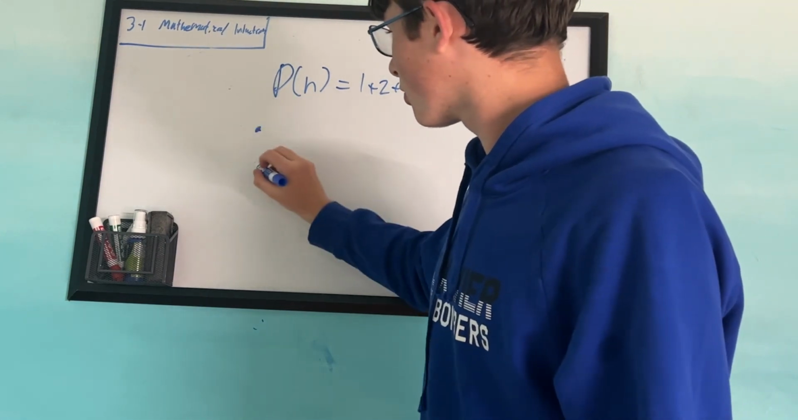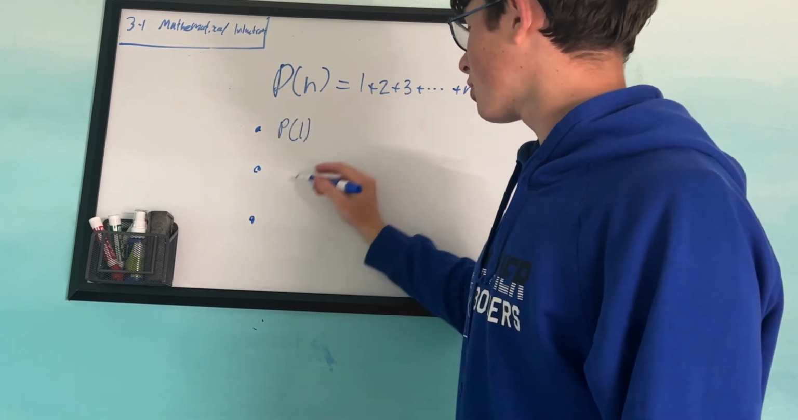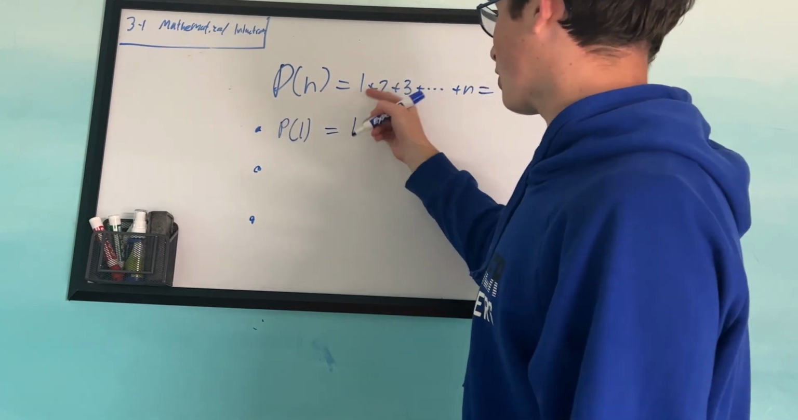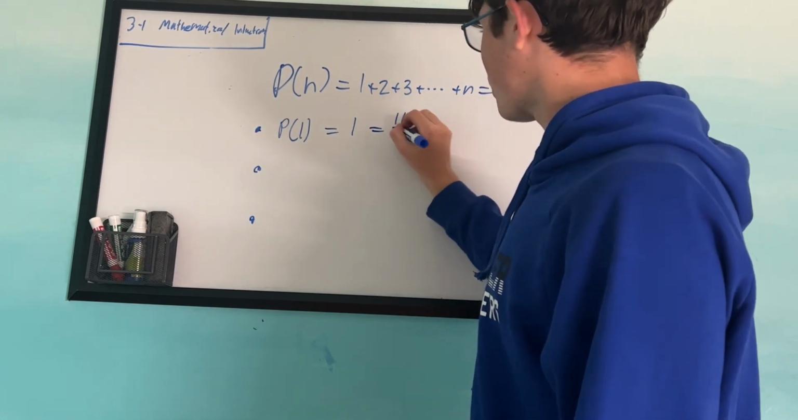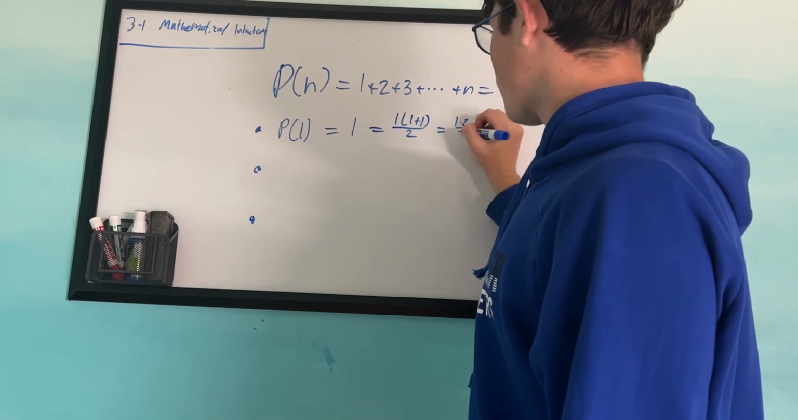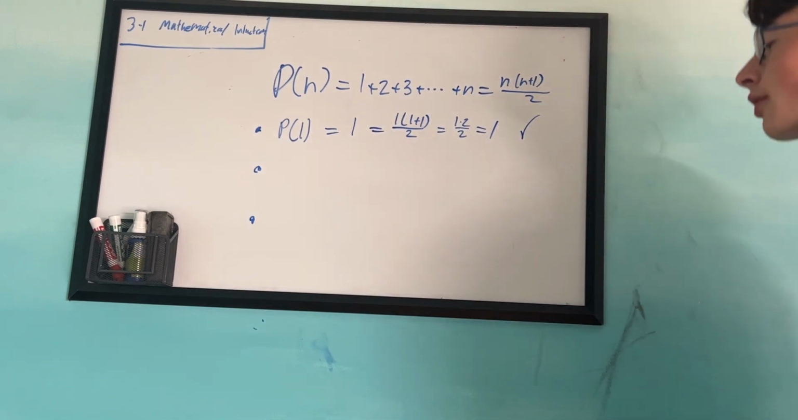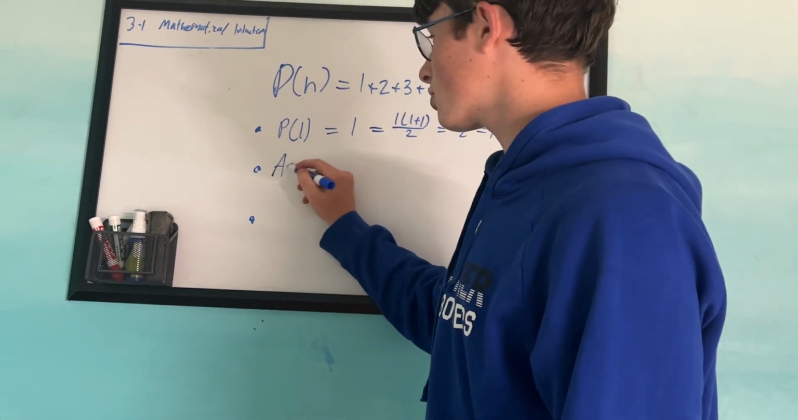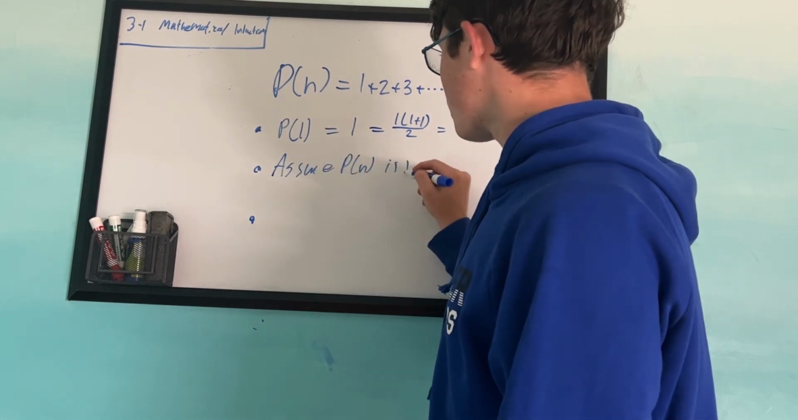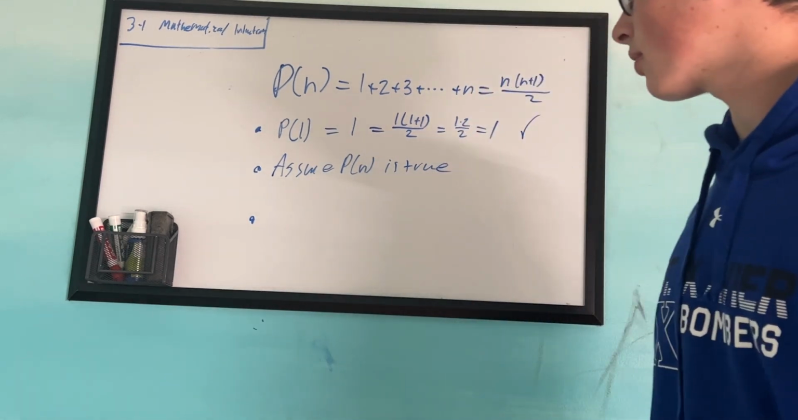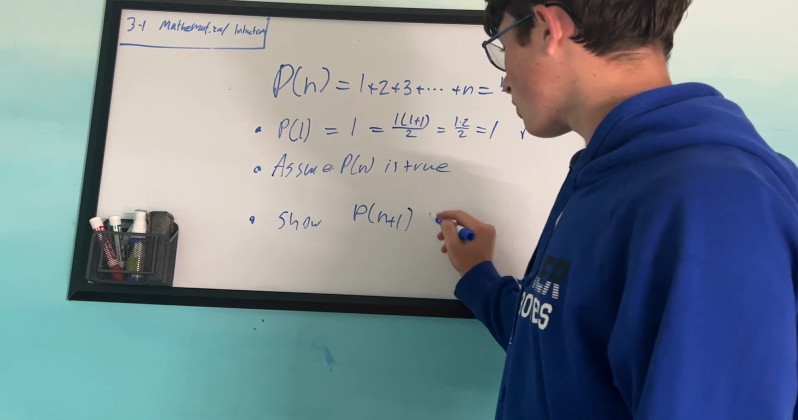Well, there are 3 steps. Step 1 is to show that it's true for P of 1. So what we can do is say that equals 1, and that's the first term, so that's good, equals 1 times 1 plus 1 over 2, equals 1 times 2 over 2, equals 1. So we can say that it is true for 1. Then we just get to assume P of n is true. Then the last step is showing P of n plus 1 is true.